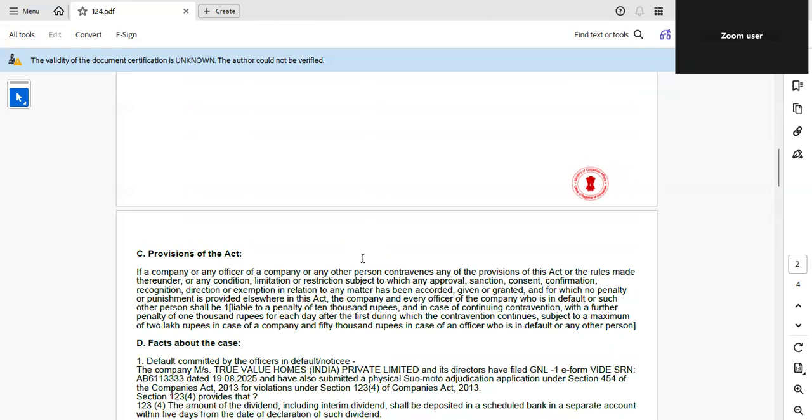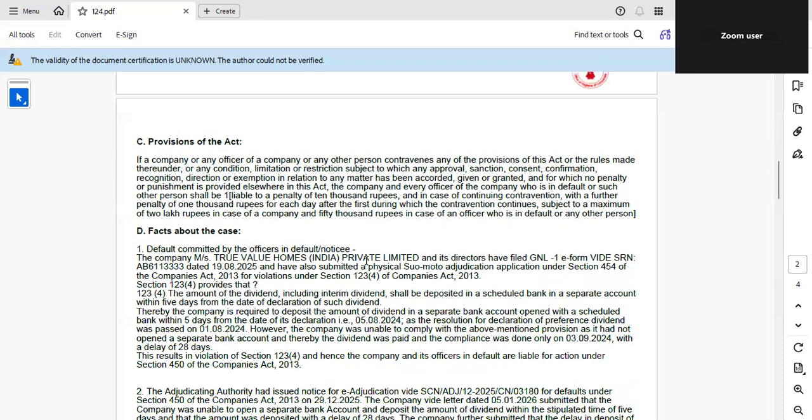We'll first try to understand the legal provision, Section 123, and what it says. Section 123(4) of the Companies Act 2013 clearly mandates that the amount of dividend, including interim dividend, shall be deposited in a scheduled bank in a separate account within 5 days from the date of declaration. This is what the provision says. Within 5 days from the date of declaration.